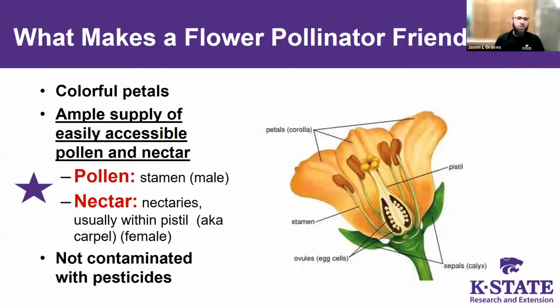Now, when we talk about what makes a plant pollinator friendly, we've already talked some about the flower form and the color and the fragrance. Now, we want to really highlight pollen and nectar, because pollen and nectar is really the number one need for our native pollinators. We need an ample supply of easily accessible pollen and nectar. Obviously we don't want it to be contaminated with pesticide, which is why we highlighted pesticide-free habitat. These are the two resources bees are after primarily, and these are the things we want to be able to provide.